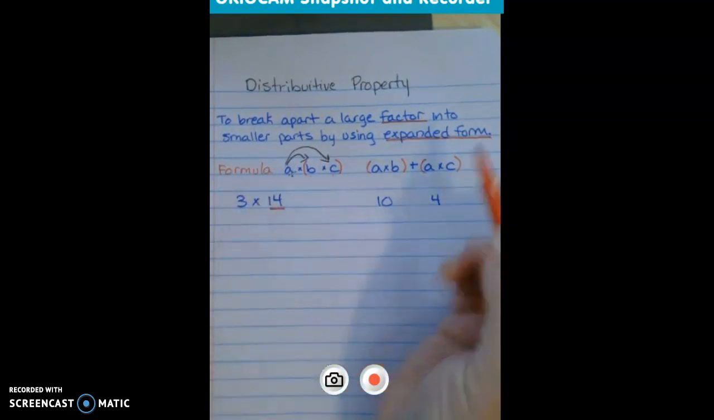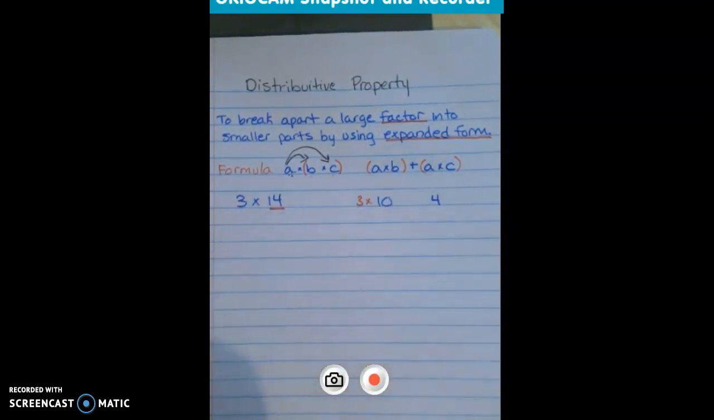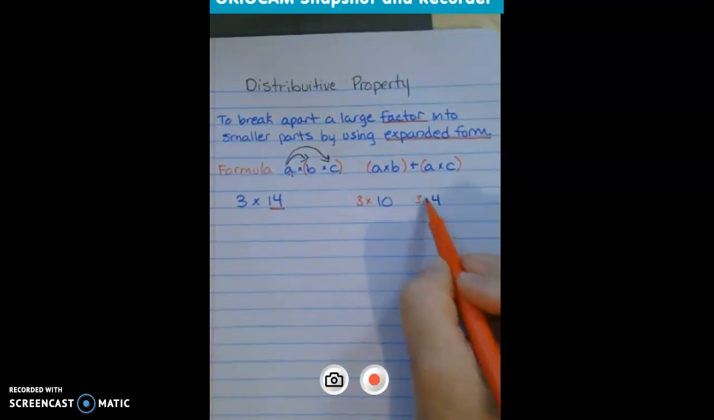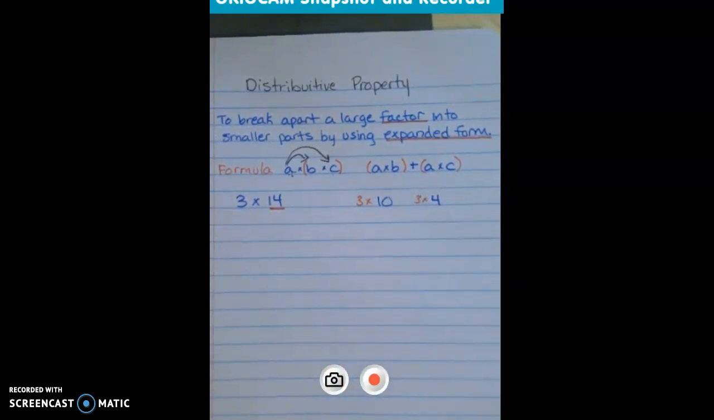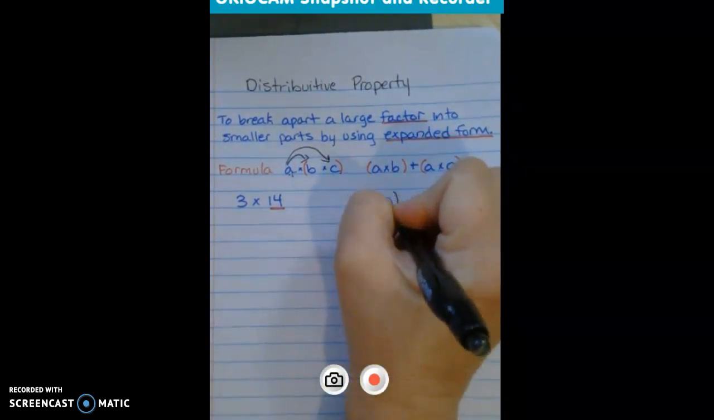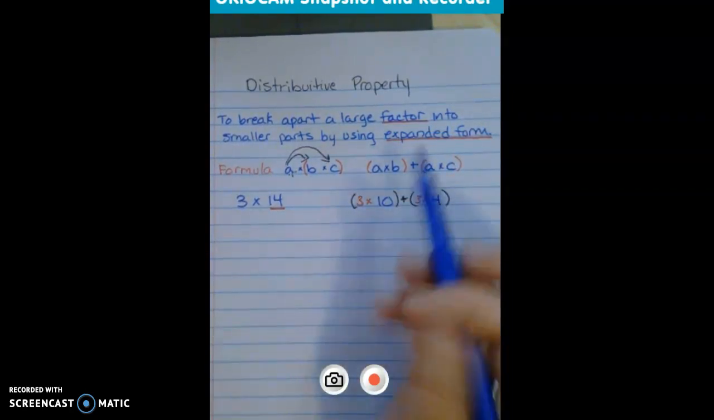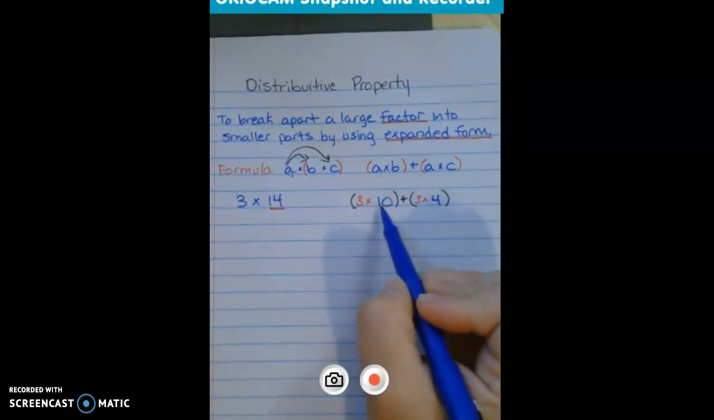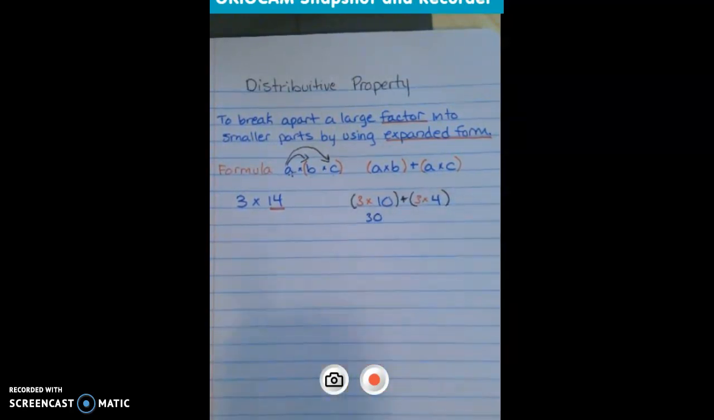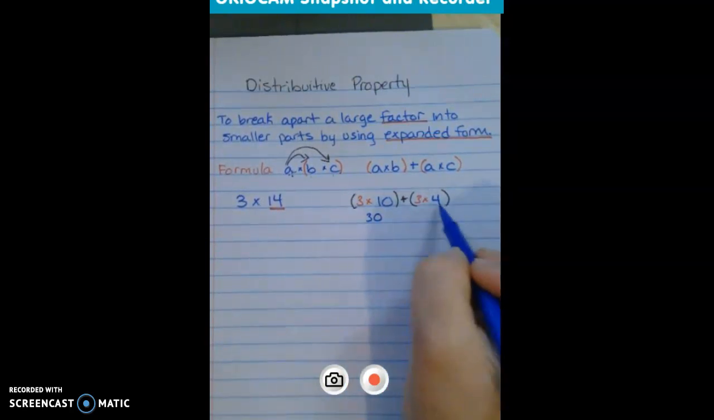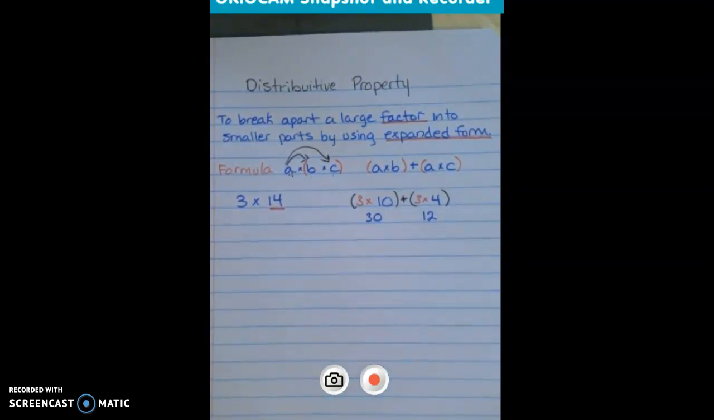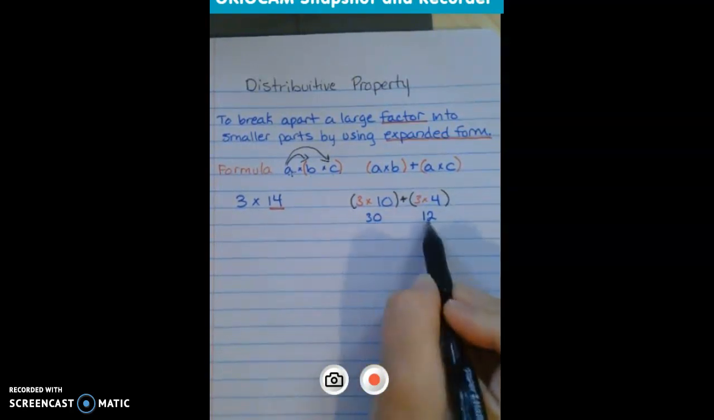Next, I'm going to take my factor of 3 and multiply it by the 10, then multiply it by the 4. I'm going to use those parentheses because they help me remember what I'm multiplying together. And then finally, I'll add my answers. So let's look at how we can solve 3 times 10. Well, 3 times 10 is 30. 3 times 4 is 12.